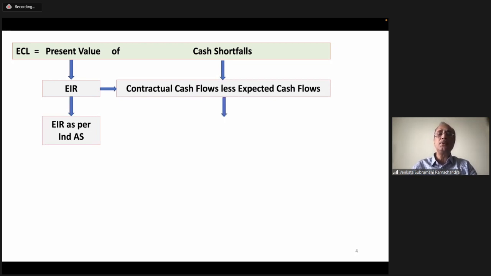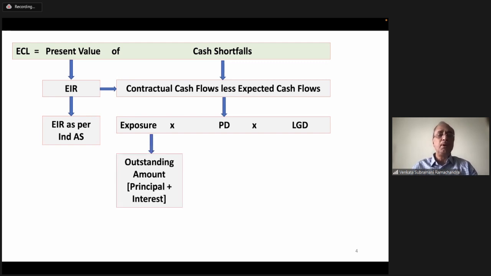Now, contractual cash flows less expected cash flows can be converted into a formula. This formula is not defined in the standard, but it is given by way of an illustration. Illustrative examples make use of this formula, which is exposure at default multiplied by probability of default multiplied by LGD. Let us dive deep to understand each one of these terms. Exposure at default is the outstanding amount, which is the principal amount plus the interest. So principal plus interest is the exposure.